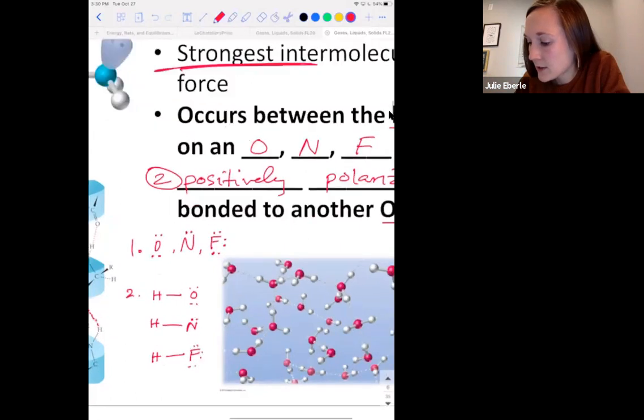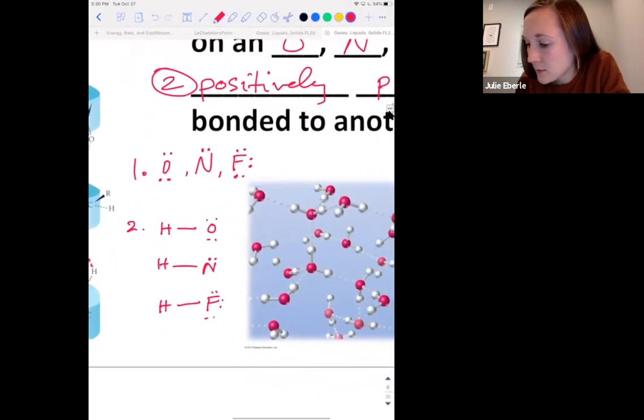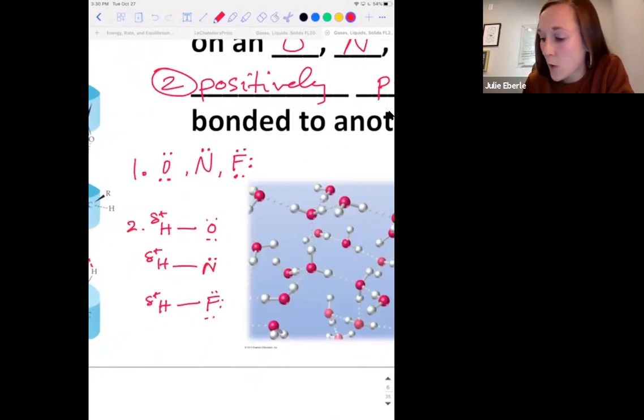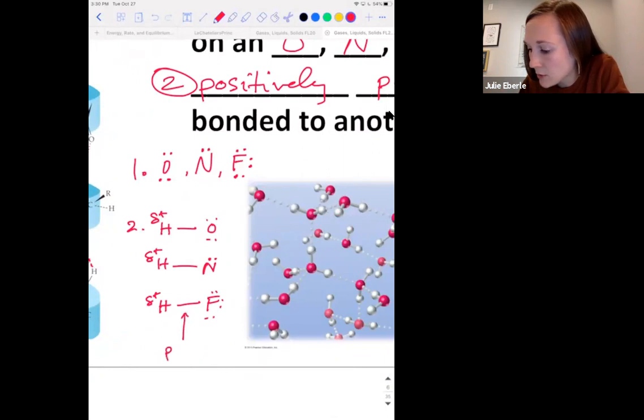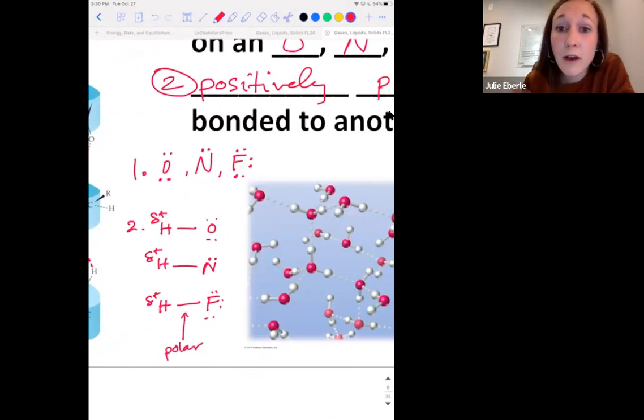Why all these hydrogens down here? We could draw the little positively polarized sign on them, the semi plus. These are all positively polarized. Why? Because all of these bonds are polar. So if you have a hydrogen in your molecule, that does not mean you can hydrogen bond. It only is hydrogens that are bonded to the oxygen, nitrogen, or fluorine.